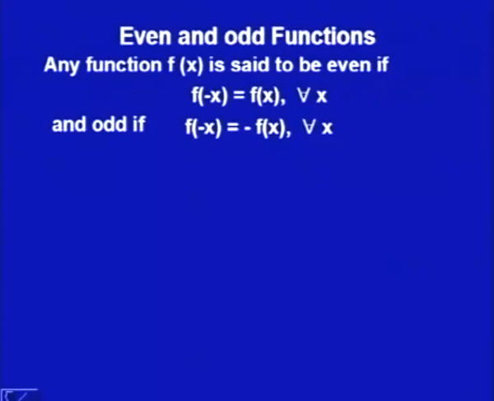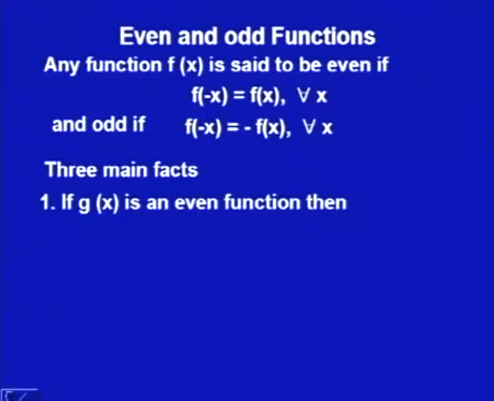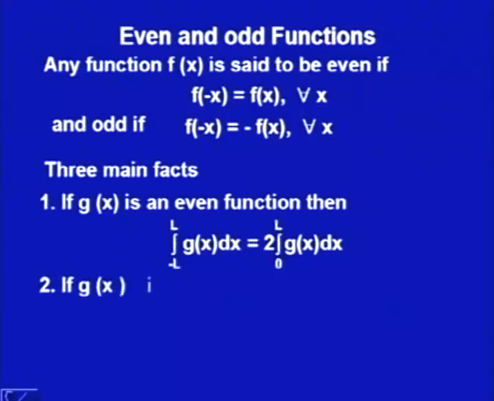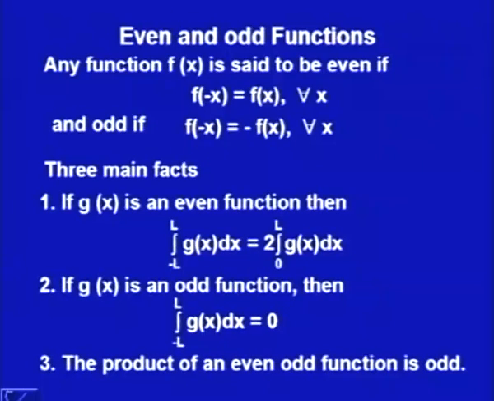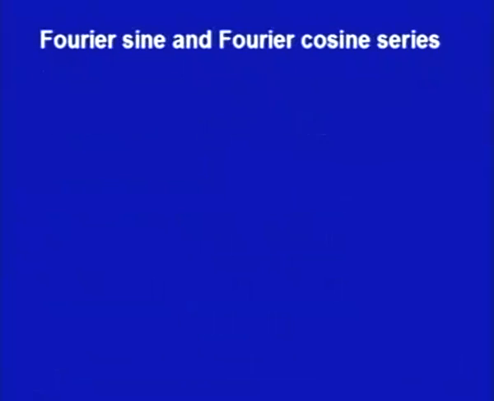What are these properties, what is this even or odd telling us? Let us see the three main facts for this section. First, if g of x is an even function, then if I integrate it over any interval from minus L to plus L, I can write it as 2 times the integral from 0 to L of g of x dx, and if g of x is an odd function, then the integral from minus L to plus L of g of x dx is 0. This we know from the properties of the definite integral. The third property which we will be using here is that the product of an even and an odd function is odd.